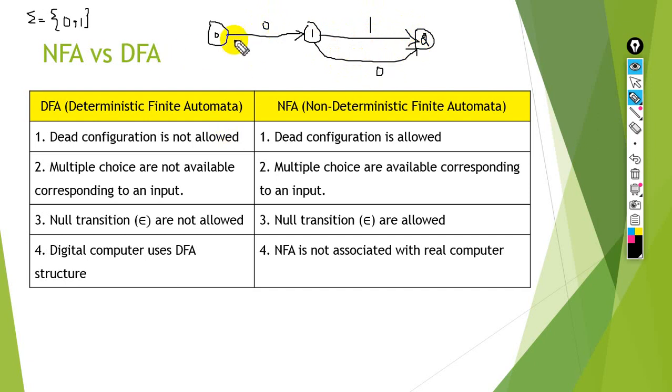How do we have dead configuration? From this state, from state 0, which is the initial state, what do we have? So here we have dead configurations. There is a transition of 0 but no transition of 1, so there is a dead configuration, which the NFA allows. Now look at this NFA diagram. Here, in state 1, we have configuration 1 and configuration 0. This is correct, no problem.